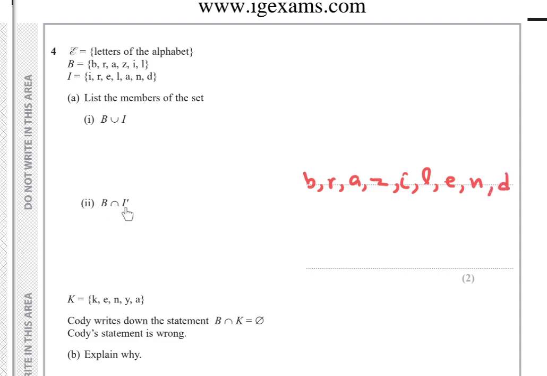Part (ii), B intersect not I. We need the elements included in B but not included in I. So we have B, we have Z, no more, so B and Z.